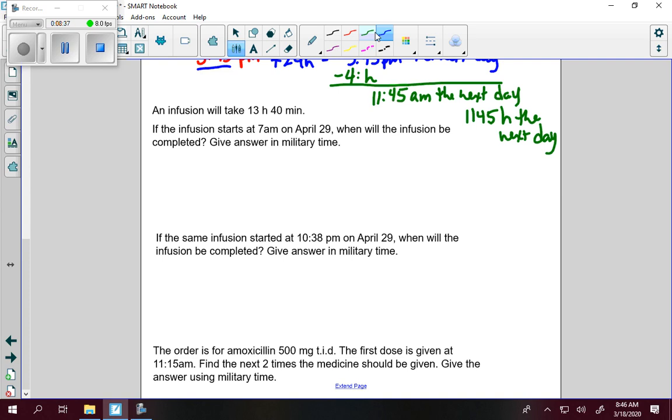So I have to go 13 hours and 40 minutes from 7 a.m. So I'm going to take my 40 minutes first from 7 a.m. and it will be 7:40 a.m. And if I add 13 hours, if I have military time and it's 07:40 and I add 13, I'm going to get 20 hours and 40 minutes military time.